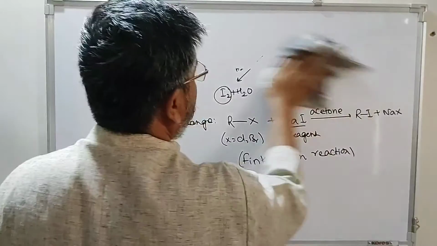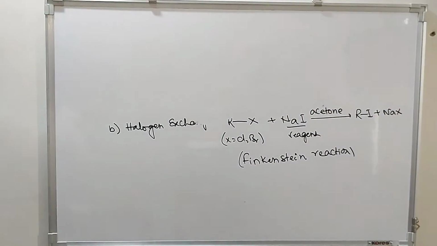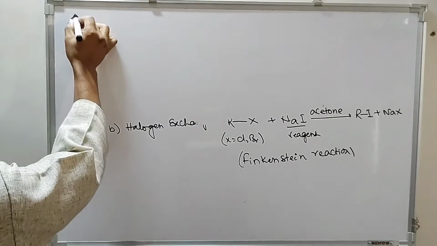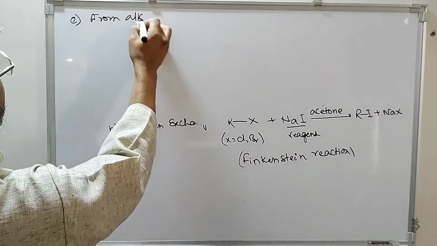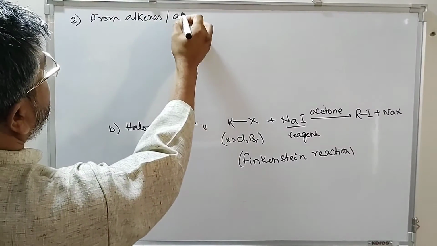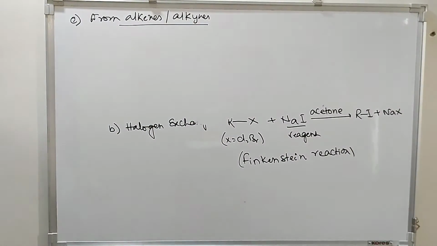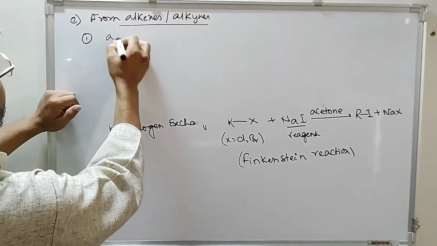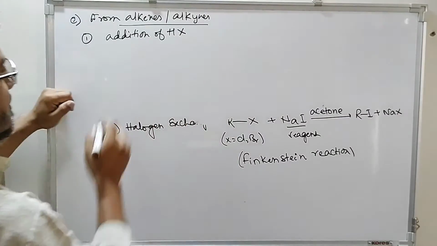Now let's go for the next method, that is from alkenes and alkynes. From alkenes and alkynes, that is addition of HX or Cl2. Under this we have first addition of HX, hydrogen halide.